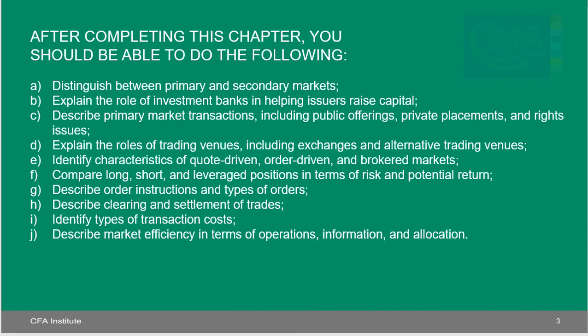The learning outcome statements are: A, distinguish between primary and secondary markets; B, explain the role of investment banks in helping issuers raise capital; C, describe primary market transactions, including public offerings, private placements, and rights issues; D, explain the roles of trading venues, including exchanges and alternative trading venues; E, identify characteristics of quote-driven, order-driven, and brokered markets; F, compare long, short, and leveraged positions in terms of risk and potential return; G, describe order instructions and types of orders; H, describe clearing and settlement of trades; I, identify types of transaction costs; and finally J, describe market efficiency in terms of operations, information, and allocation.